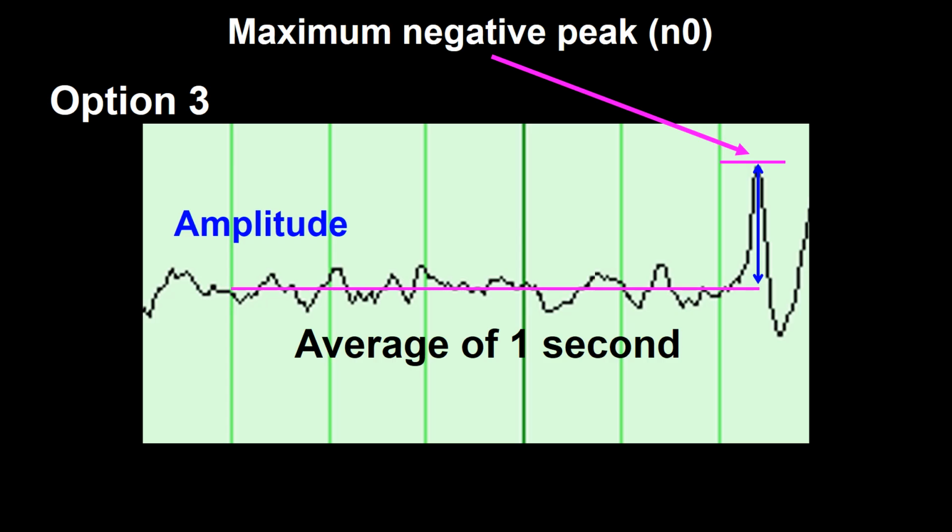A third option, when the other two options are not possible or accurate, is to eyeball the average baseline during a 1 second period preceding the wave in question and use this point to measure up to the maximum negativity of the wave, as you can see in this frame.